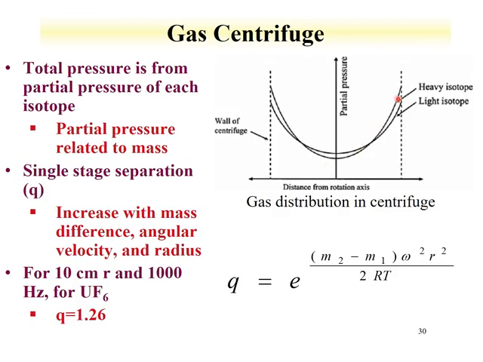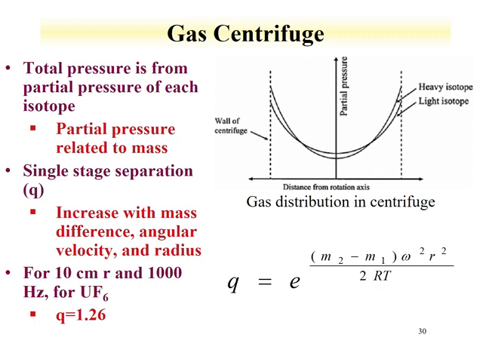So what we can see here, the partial pressure of a heavier isotope is greater at the walls and less in the center. The light isotope is greater in the center. So if we had a system where we can bring a gas into the centrifuge, spin the centrifuge, and collect from the center, we would preferentially be collecting the lighter isotope.